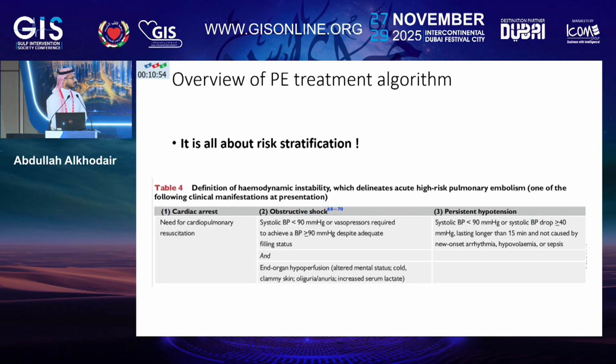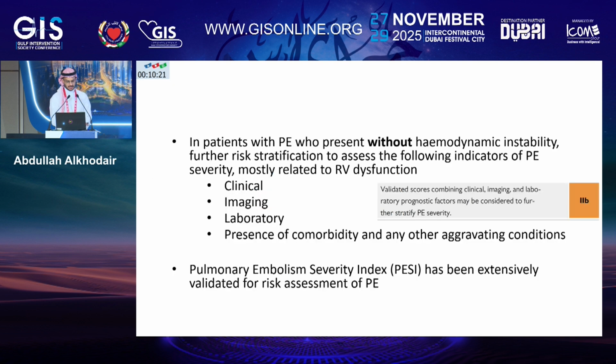So when we talk about how we manage PE, it's all about risk stratification. When you have someone coming in with hemodynamic instability, this is high risk with no questions. Anyone with cardiac arrest or obstructive shock, as defined here by blood pressure less than 90, or the need for vasopressors, or evidence of end organ dysfunction, qualifies as high-risk. But the question is not about those patients, because those are usually clear and we can recognize them easily. It's all about those with less severe symptoms.